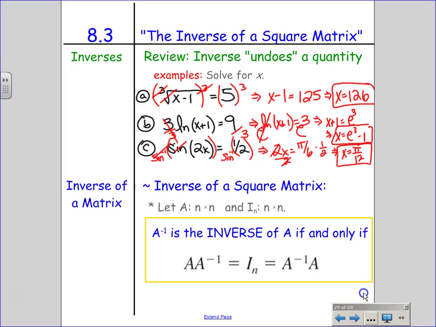But if you guys notice, how can we tell if a matrix has been undone? Because you're back to the identity.